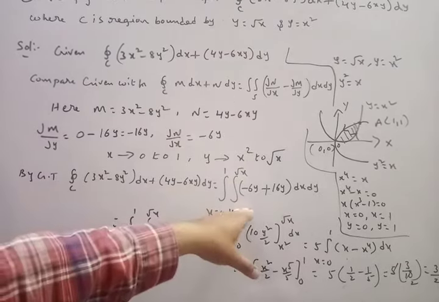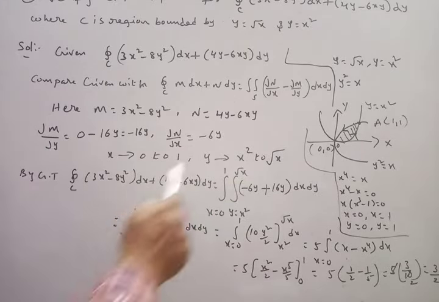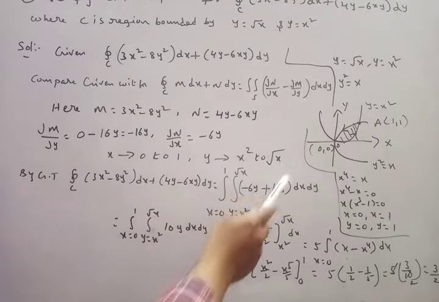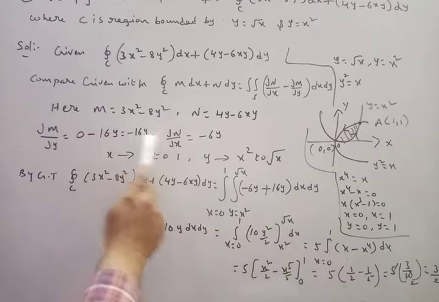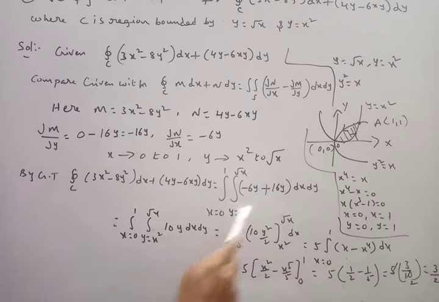So substitute over here. From Green's theorem, dou n by dou x is minus 6y, and dou m by dou y is minus 16y, so minus of minus plus 16y. So minus 6y plus 16y is 10y. Integrate y: y square by 2. 2 ones are 2, 2 fives are 10, so 5 will come out. Upper limit root x gives x, lower limit x square gives x power 4. x becomes x square by 2, and x power 4 becomes x power 5 by 5, from 0 to 1. Substitute the upper limit 1: 1 by 2 minus 1 by 5; the lower limit is 0. 5 minus 2, 3 by 10. So 5 into 3 by 10, and 3 by 2 is the answer.